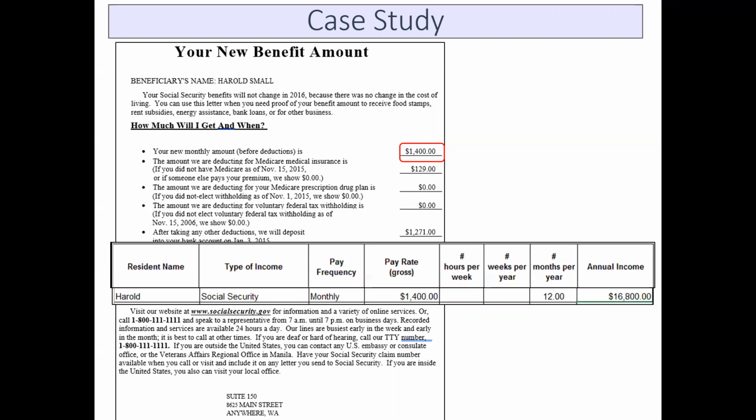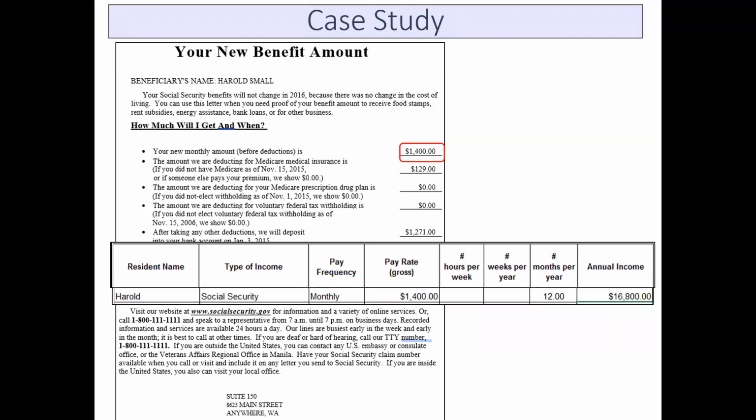$16,800. Now, because this is Social Security and not a job, we do not have to do the year-to-date calculation. That is only for employment income. So this calculation for Harold is final. Keeping in mind this is an April recert.